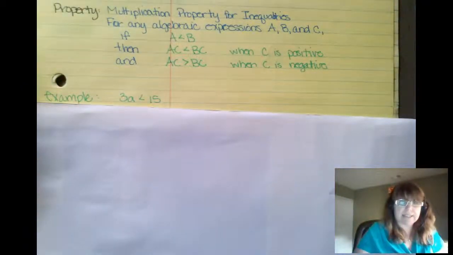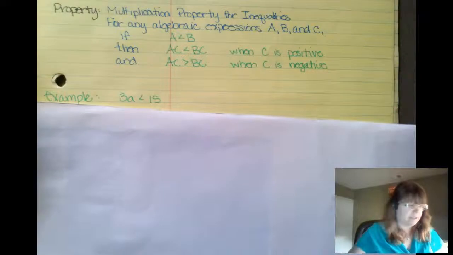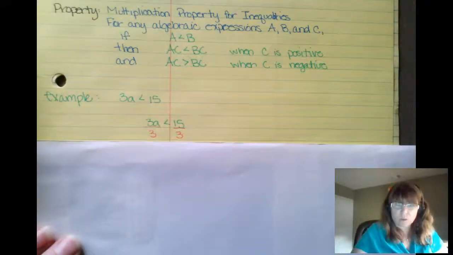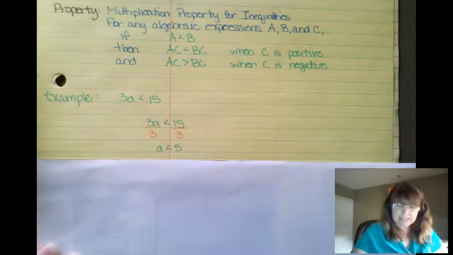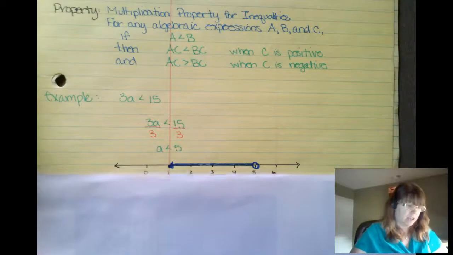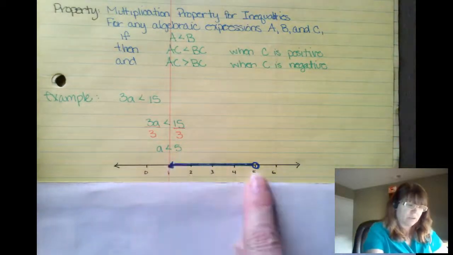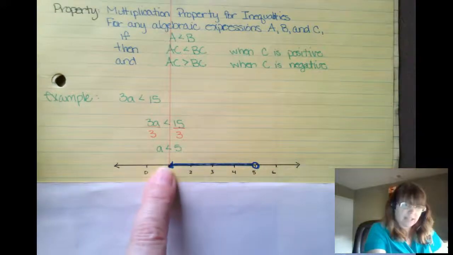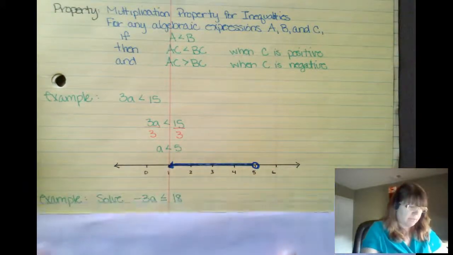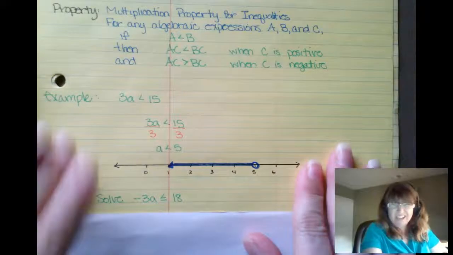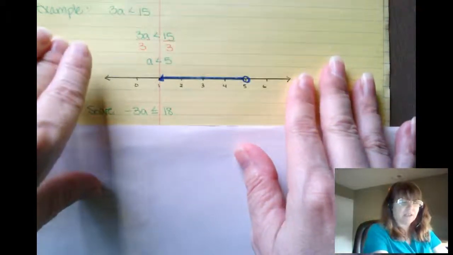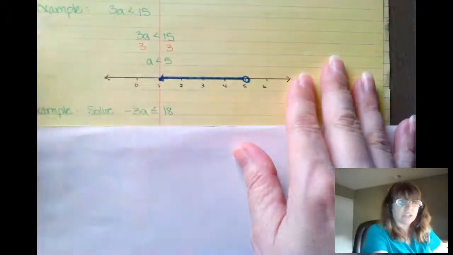3a is less than 15. We're going to treat it just as a normal problem. So we're going to divide by 3. Now a is less than 5. And on the number line, it doesn't include 5, so I leave an open circle. And it's less than, so I draw to the left. That was kind of like a normal problem. I divided by a positive number, so nothing changed.